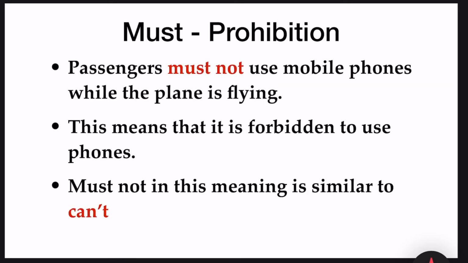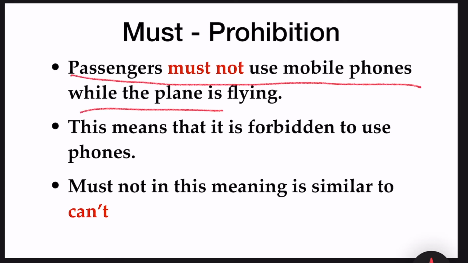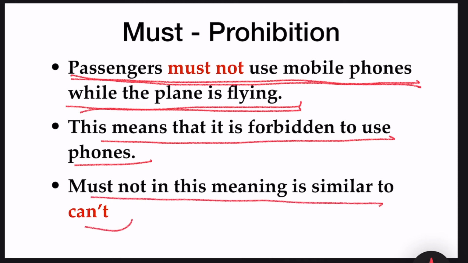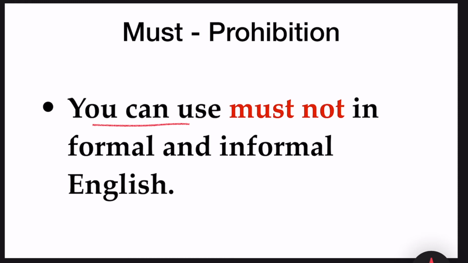Look at this example. Passengers must not use mobile phones while the plane is flying. This means that it is forbidden to use phones. Must not in this meaning is similar to can't. You can use must not in formal and informal English.